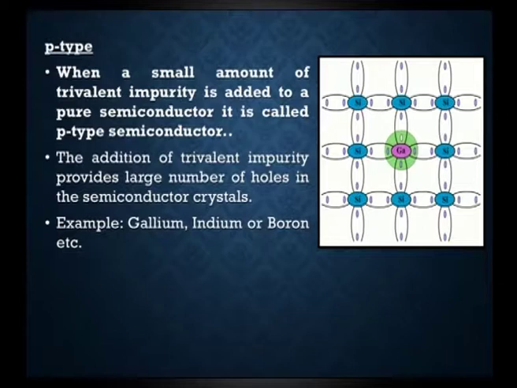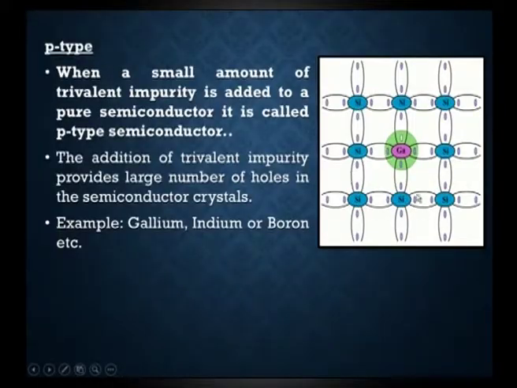Next, we move on to another type of semiconductor, that is P type. When a small amount of trivalent impurity is added to a pure semiconductor, it is called a P type semiconductor. For example, gallium, which we have considered in the picture. Again, silicon has 4 valence electrons, and gallium, which is trivalent, has 3 valence electrons. So, one hole is formed.